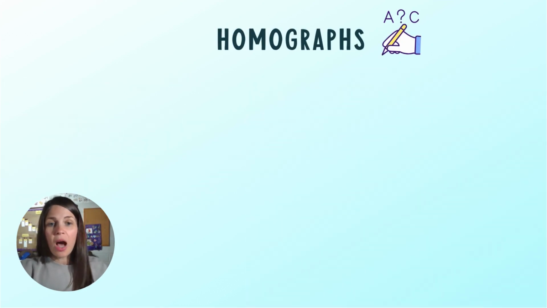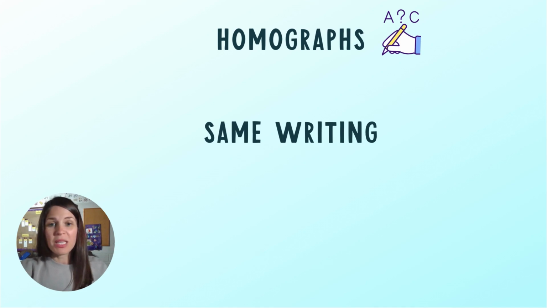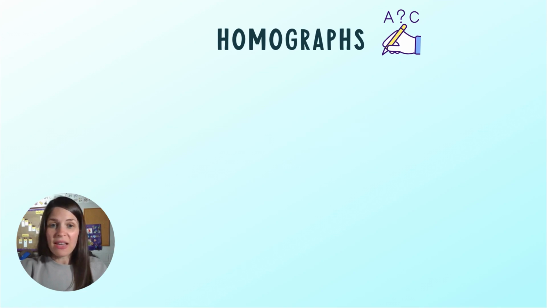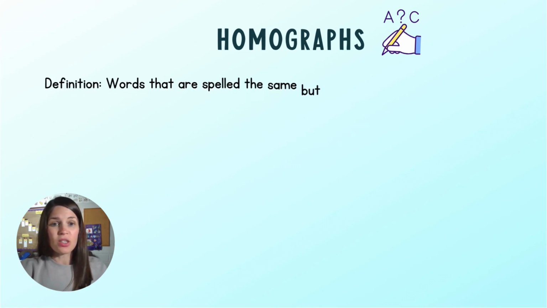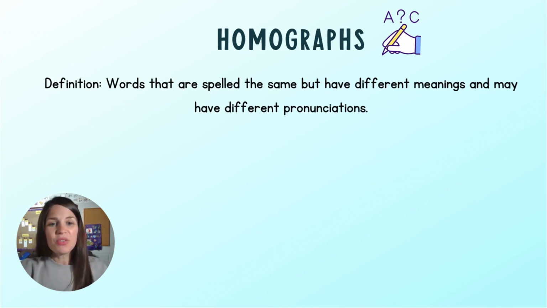So now let's look at homographs. Think about what that word literally means. Homo means same, graph means writing, so it's the same writing. The definition, these are words that are spelled the same, but they have different meanings and may have different pronunciations. So here are some examples.